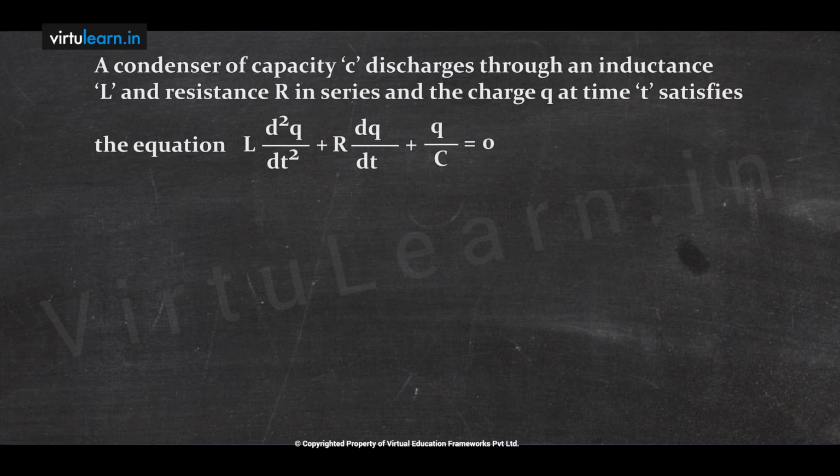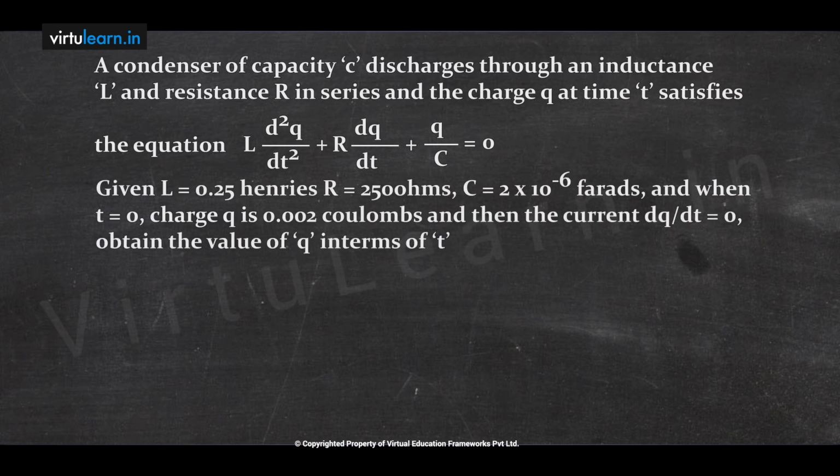These are the voltage drops along the LCR circuit. Now given L equals 0.25 henries, resistance R equals 250 ohms, and C equals 2 into 10 to the power of minus 6 farads. When time t equals 0, the charge Q is 0.002 coulombs, and the current dq by dt is 0. Obtain the value of Q in terms of t.